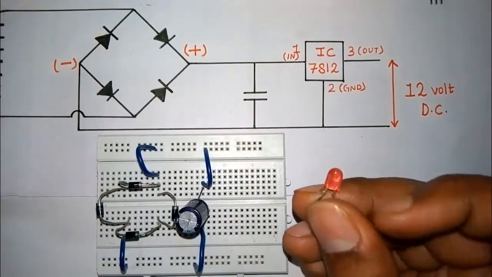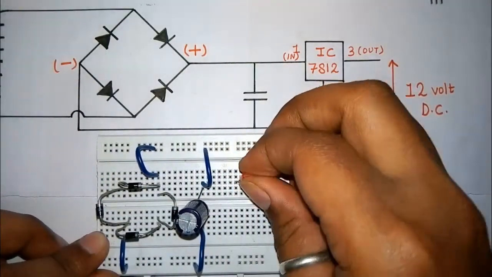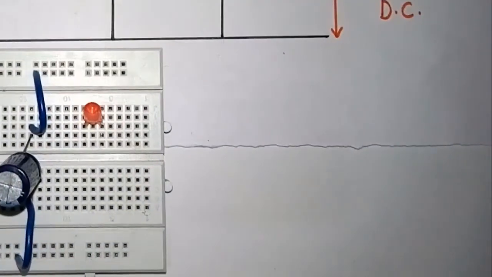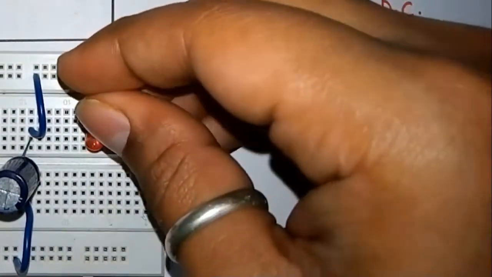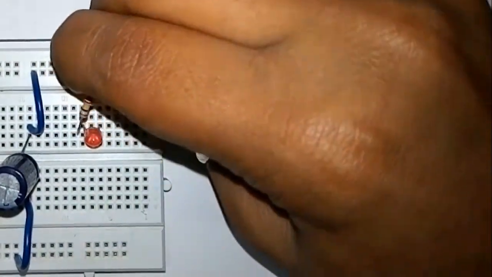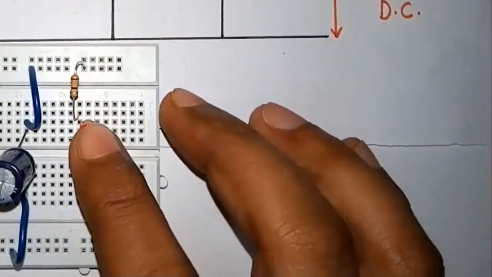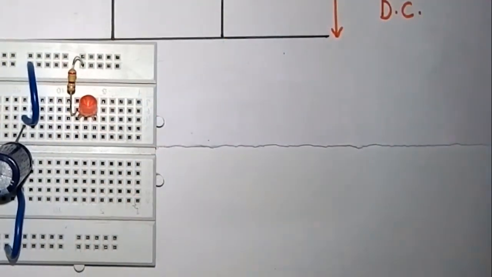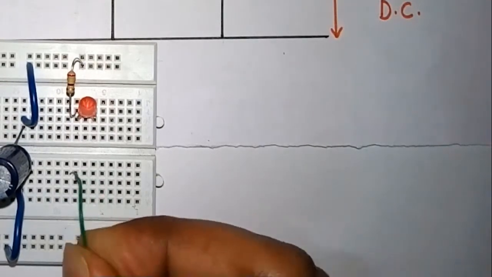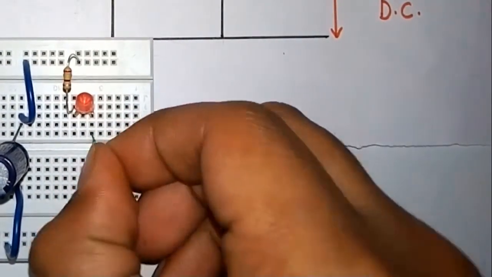All done. Now I will be putting in an LED. It's not mandatory, but if you put it in your power supply, it will look good. You must keep in mind that you have to put in a resistor, otherwise it will burst. The resistor comes from the positive, and the negative we are going to put to the ground.